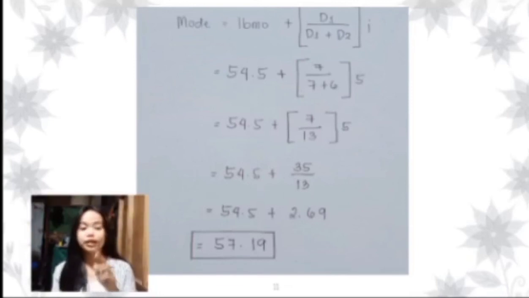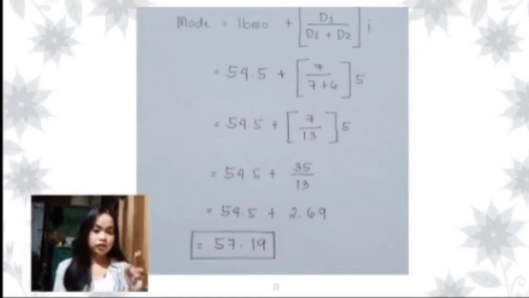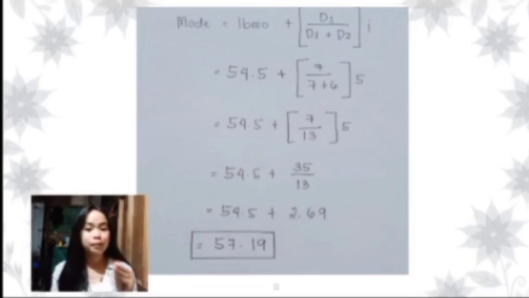Next, we have 54.5 plus 35 over 13. Again, just copy the lower boundary of the modal class, 54.5. It is 35 already because it is the value of D1 times the class interval, 7 times 5 is equal to 35. And again, just copy the 13. Next, we have 54.5 plus 2.69. We get the value of 2.69 by dividing 35 over 13, which is equal to 2.69.